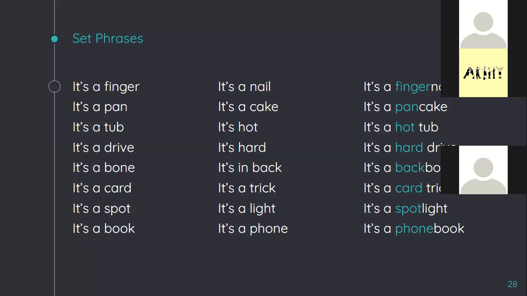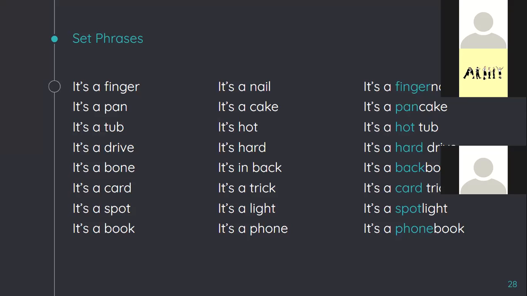When I'm saying it's a nail, it doesn't have to be the nail in my finger. It could be the one that I put in the wall, right? But when I say fingernail, it's one word. It's one word, right? But it's just combined with two other words. So when I do that, I would emphasize the beginning. It's a fingernail.